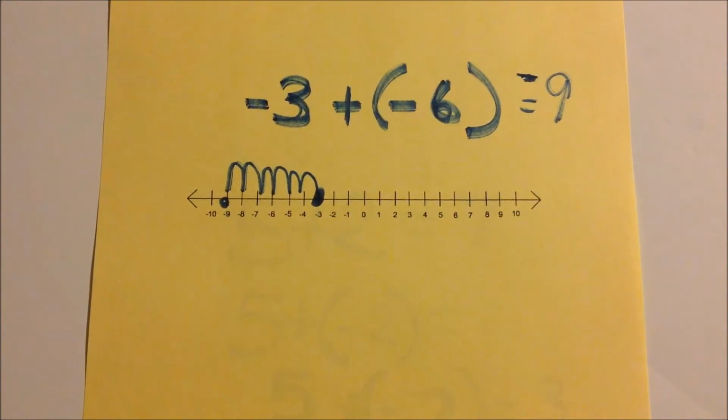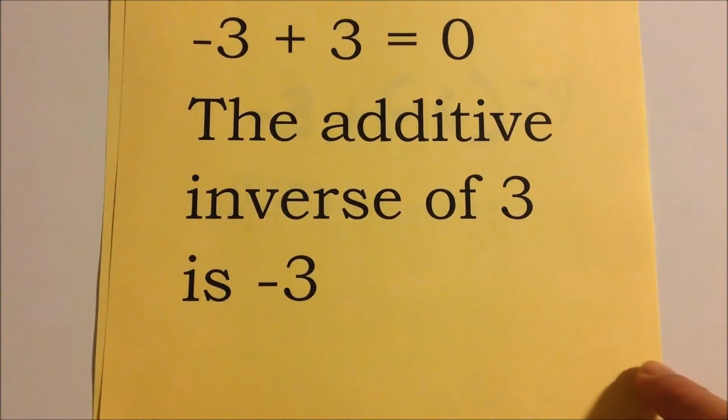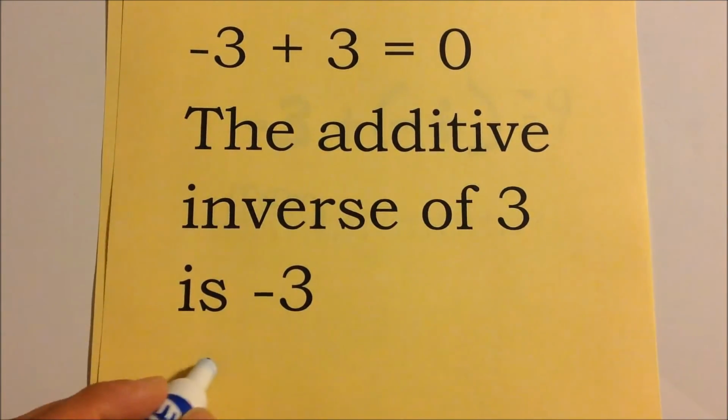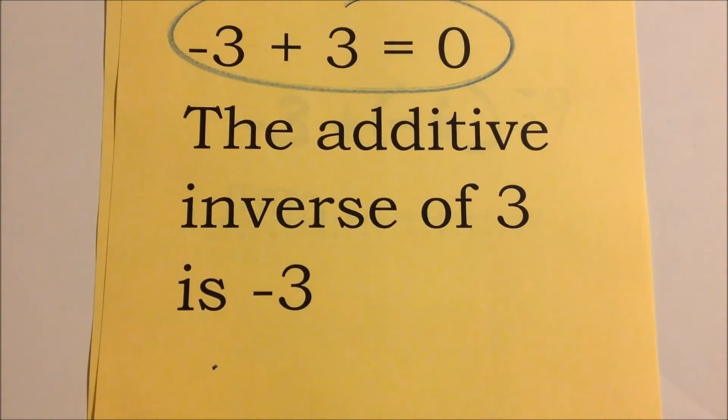Okay. Now we need a vocabulary word here. It's called the additive inverse. It's the same number with different signs. And remember this rule, the same number with different signs will be 0. So negative 3 plus 3 would be 0. Negative 5 plus 5 will be 0, and so forth.